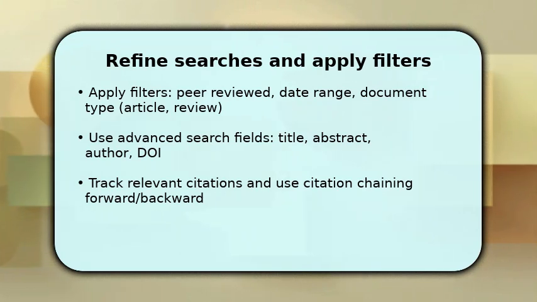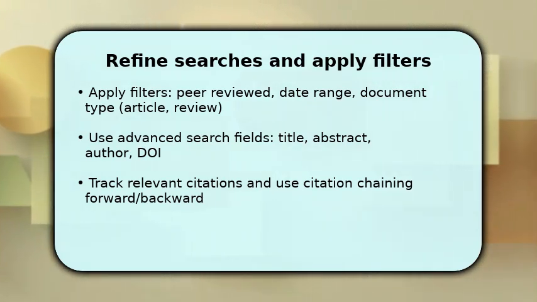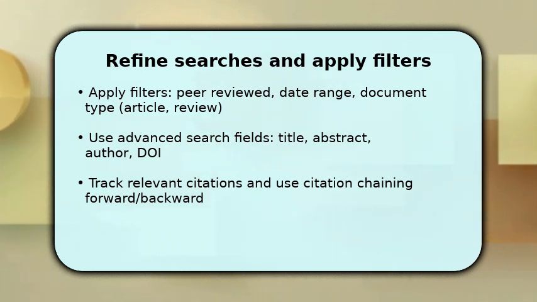Next, tighten your results. Filter for peer-reviewed journals, set an appropriate date range, and select article types like empirical studies or reviews. Use advanced search fields to restrict to title or abstract when precision matters, and include author or DOI when you have specifics.